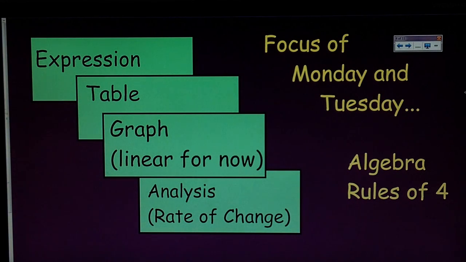Basically, we look at a scenario, we write an expression, we've already done that. We use a function table, we've already done that. We're going to graph the line, and I say line, and notice it says linear. The graphs we're going to see at first are going to be linear. They will get different as it goes on. And then on tonight's video, you're going to actually take a look at rate of change, which is the analysis part.